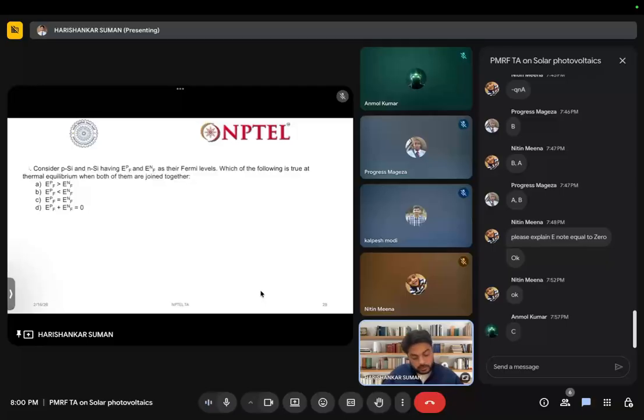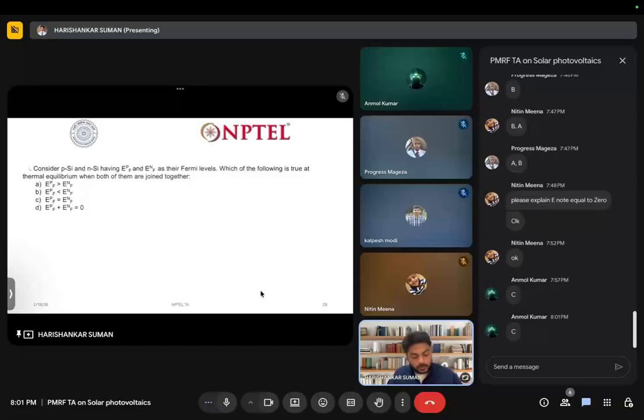Okay, next question. Consider P type and N type silicon. Which of the following is true about the Fermi level at thermal equilibrium when both are joined together? At equilibrium, the Fermi level will be the same throughout.